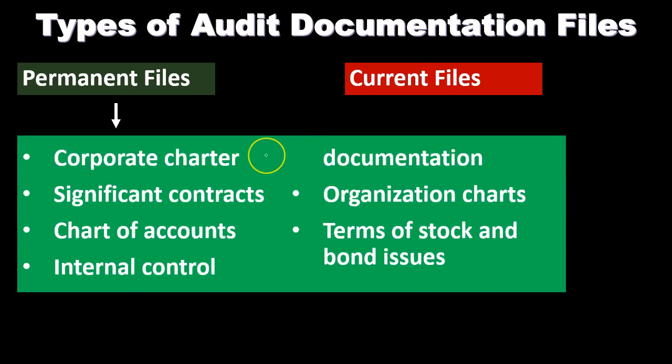Permanent file type of activities: the corporate charter, obviously that's not going to be something that's going to change all the time. We put that in the permanent file. Significant contracts. So if they're going to be long-term contracts for a long period of time, we want to have that in the permanent file. Possibly the chart of accounts. The internal controls is something that could be set up and established for a long period of time. Organizational charts are going to be something that typically have a longer period of time, because when we're considering the organizational charts, we're typically thinking of the upper management of the organization. Term of stock and bonds issued.